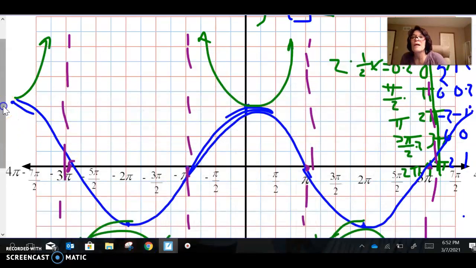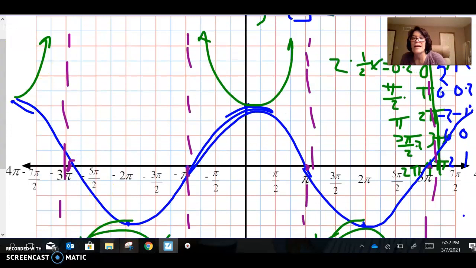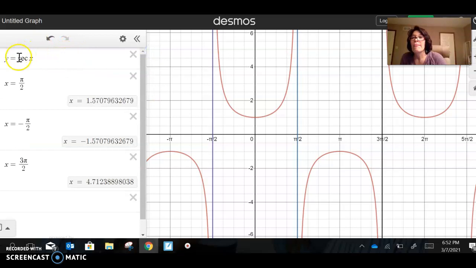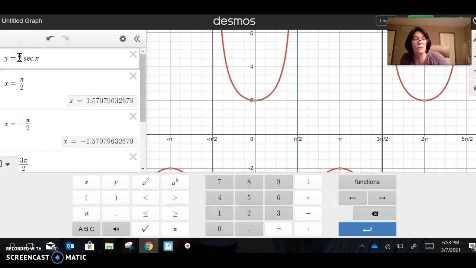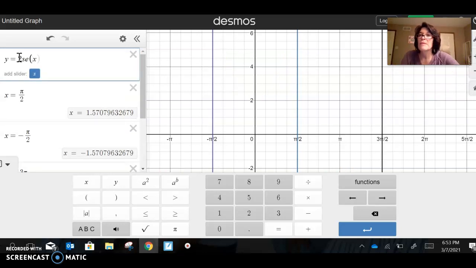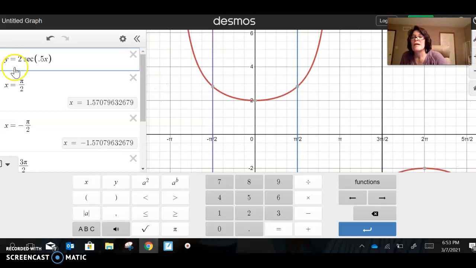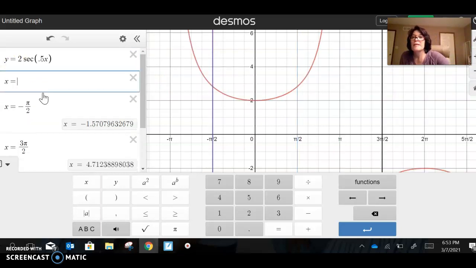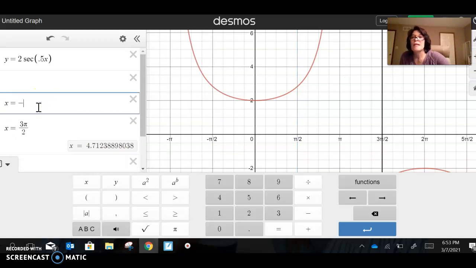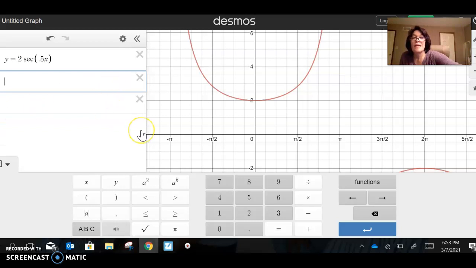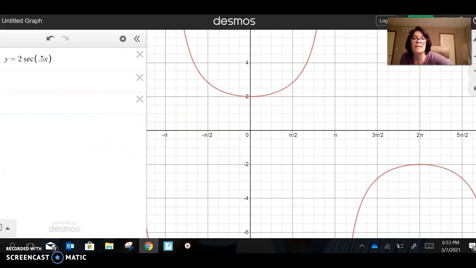It was y equals 2 secant of 1/2 x. Y equals 2 secant of 0.5 x. There we go. Why is that other x there? My asymptotes are mixed up. This is my old graph. Let's see. Yes, it looks like we were correct.